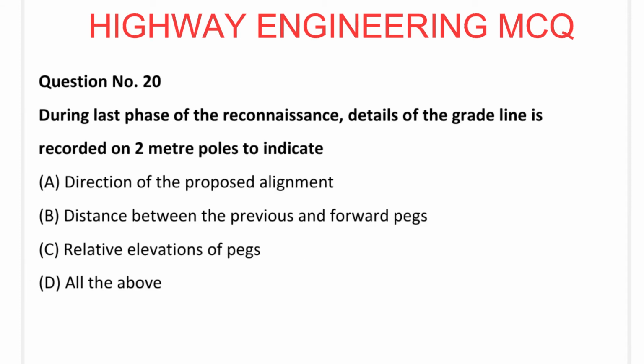So next question, during the last phase of the reconnaissance, details of the grade line is recorded on 2-meter poles to indicate: A, direction of the proposed alignment; B, distance between the previous and forward pegs; option C, relative elevation of pegs; option D, all of the above. So the answer is all of the above.